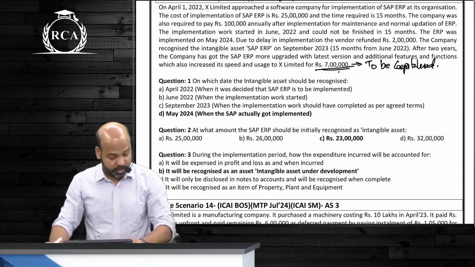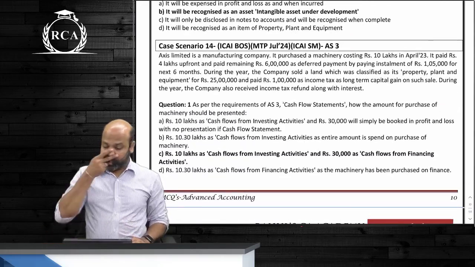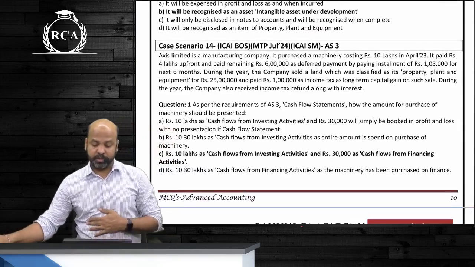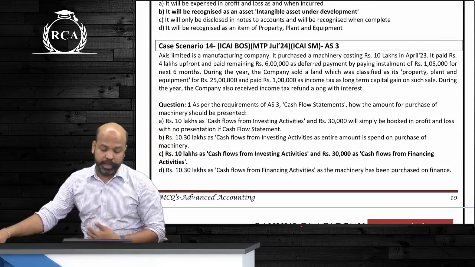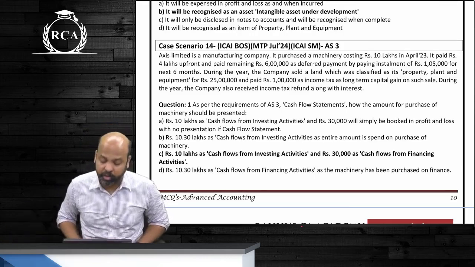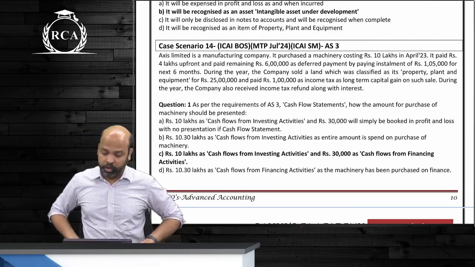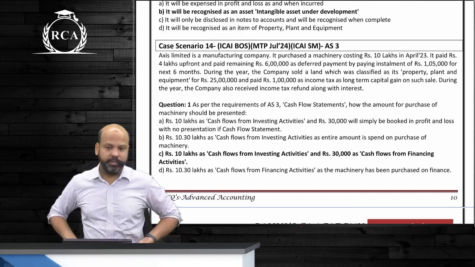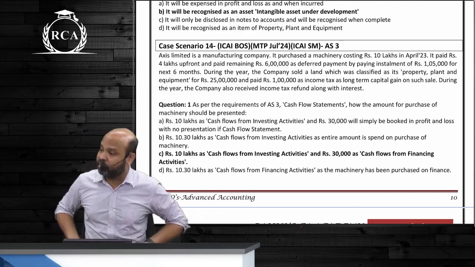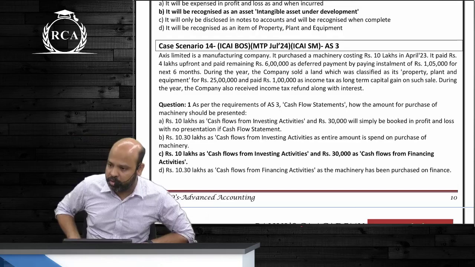Now question number 14. Axis Limited is a manufacturing company. It purchased a machinery costing 10 lakhs in April 2023. It paid 4 lakh rupees upfront and paid the remaining 6 lakhs as deferred payment by paying an installment of 1 lakh 5,000 for the next 6 months. Total cost of the machine is 10 lakhs. We are paying 4 lakhs upfront. We are paying 1 lakh 5,000 for 6 months. That means 6 lakhs 30,000. Why are we paying more?